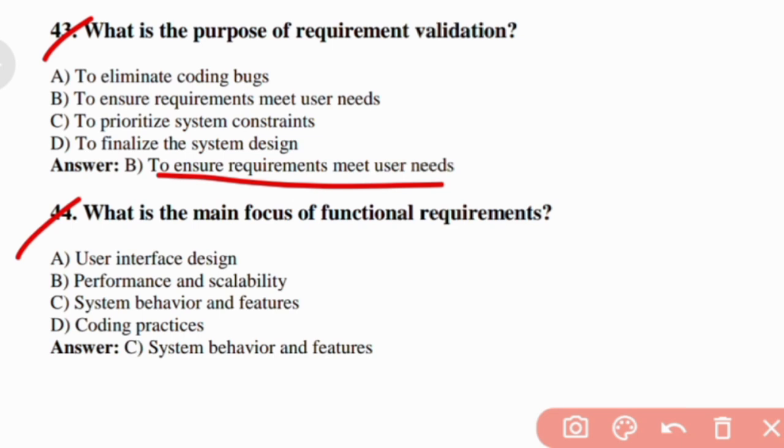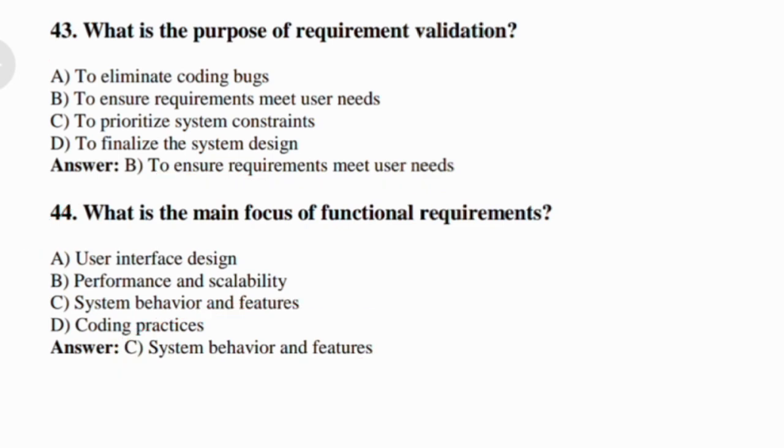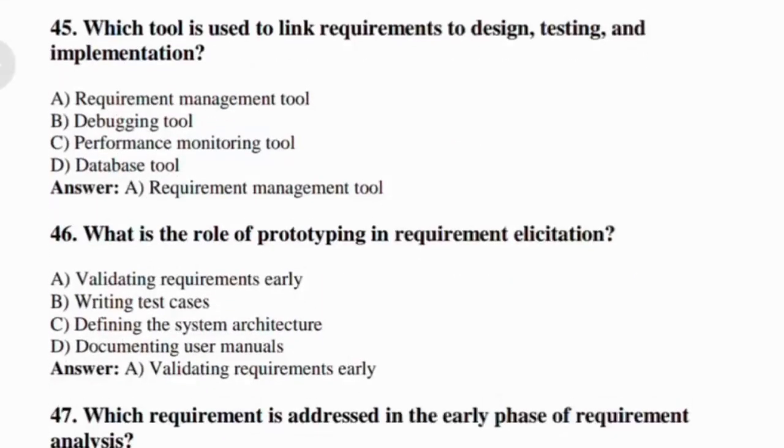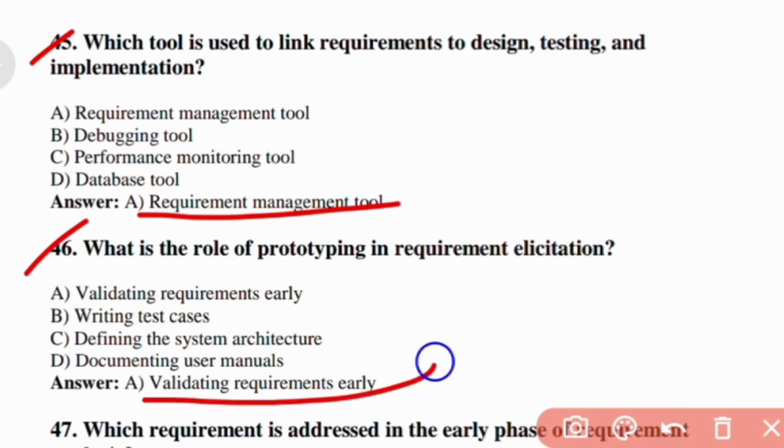What is the main focus of functional requirements? System behavior and features. Which tool is used to link requirements to design, testing and implementation? Requirement management tool. What is the role of prototyping in requirement elicitation? Validating requirements early.